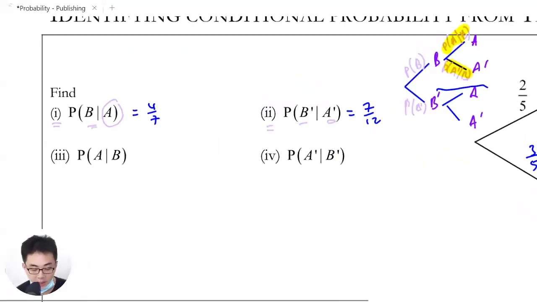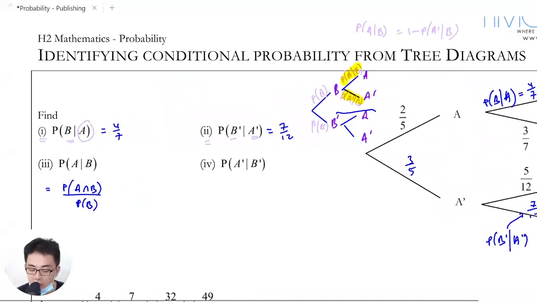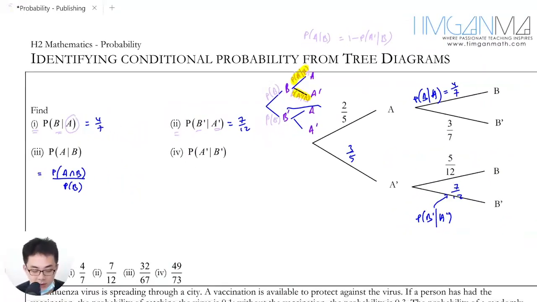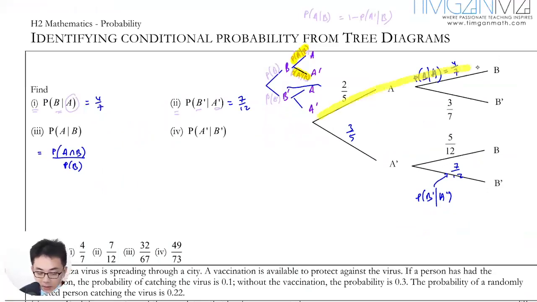So what you can do is put P(A intersect B) over P(B). Use the formula. Then what you do is you just find P(B) and P(A intersect B). P(A intersect B) will be this multiplied with this. You just multiply both sides and you get the answer here. So in this case, P(A intersect B) is 2/5 times 4/7.